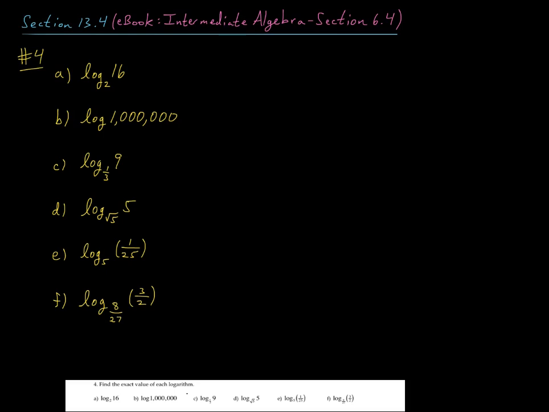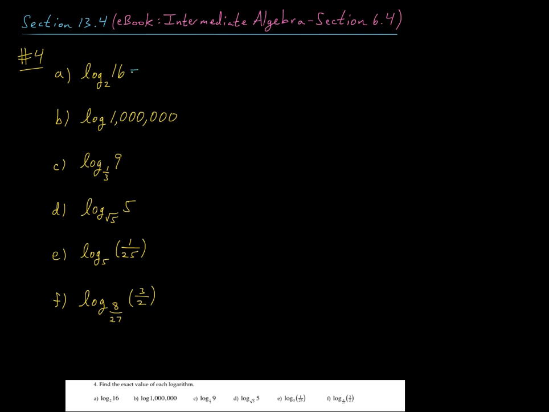All right, question 4 says to find the exact value of each logarithm. Here we are not going to use a calculator. We can just use properties of logarithms and things we already know about certain exponential statements. So looking at A, we're supposed to compute the log base 2 of 16.